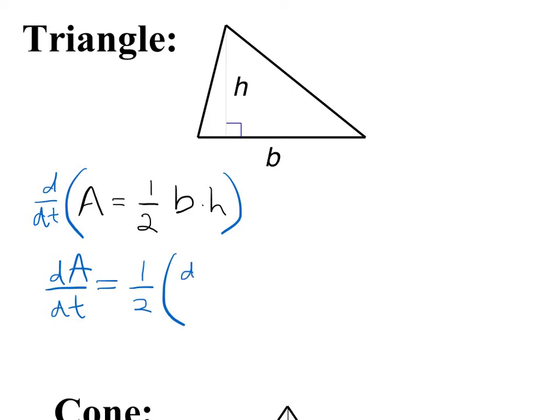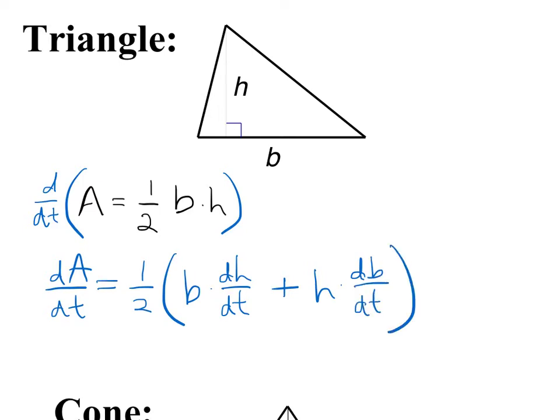So, erase that. We will take the first function times the derivative of the second, so base times dh/dt, plus the second function h times the derivative of the first, db/dt. Now, if you would like to distribute the 1/2, of course you may, but in this case I'm just going to leave the answer this way.